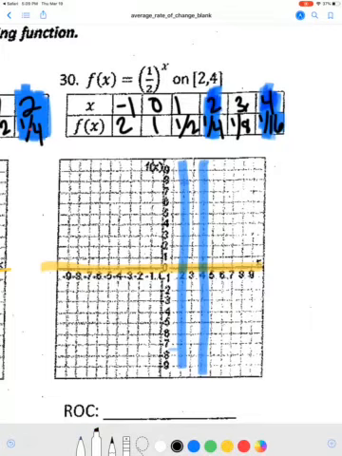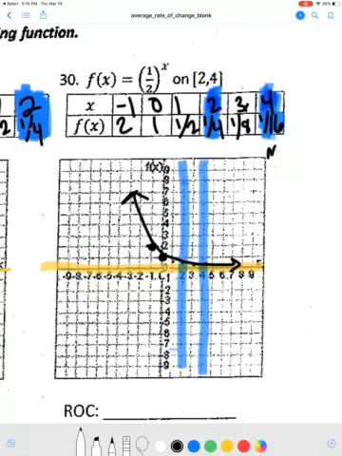So -1, 2, 0, 1, 1, 1/2, 1/4. It gets closer and closer and closer, but never actually touches that asymptote. And then we know the general shape over here. Now the question is the rate of change. I'm going to do this one over to the right.